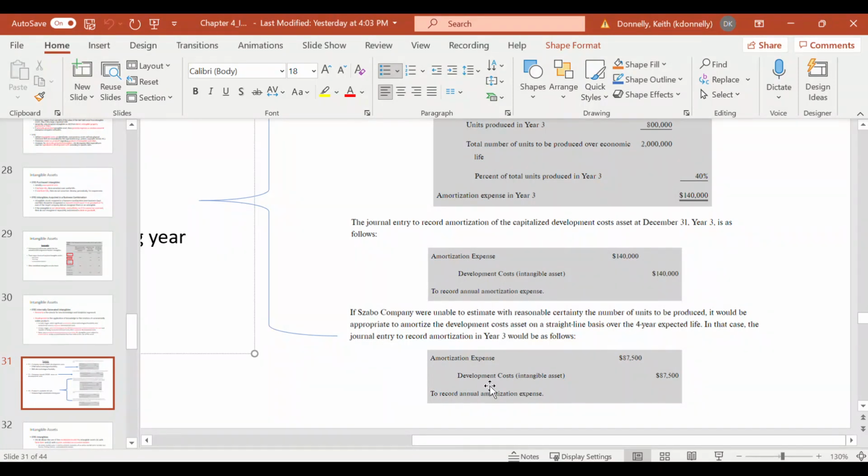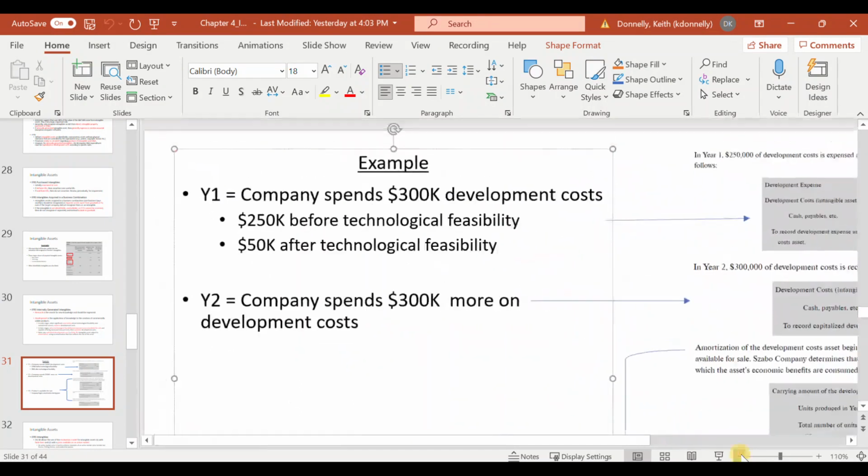This right here is just showing you an alternative method. If we expected this intangible to last 4 years, we weren't going to use units of production. Instead, we would use straight line. This would show you how you would amortize it in that capacity.